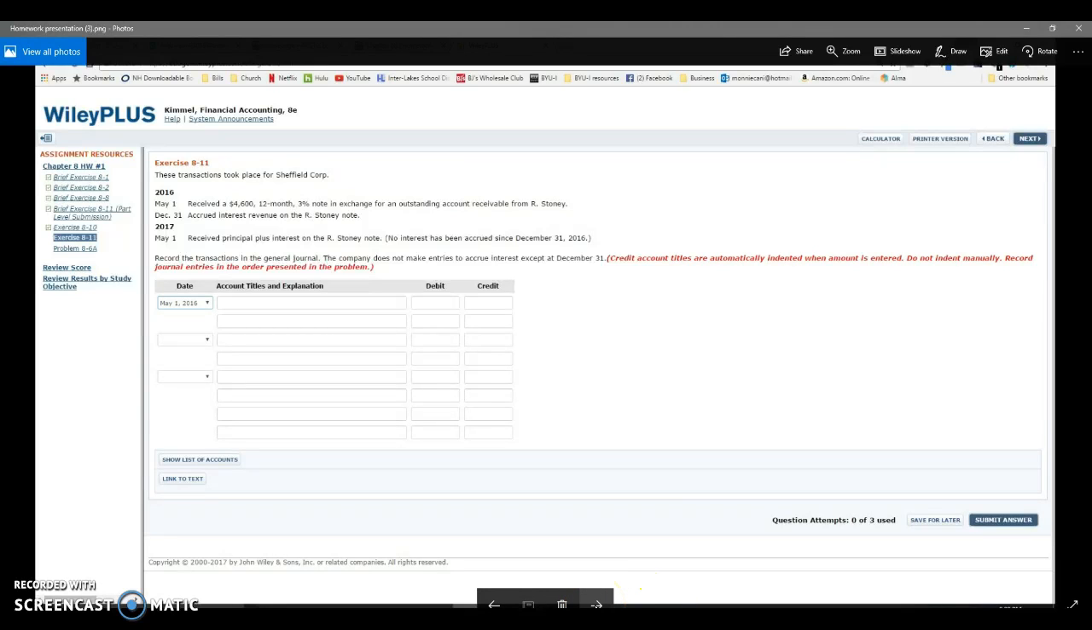So the first thing I like to do is put in the dates. It helps me to keep organized and keep things straight. So I'll put those in right now. And then, let's read it.